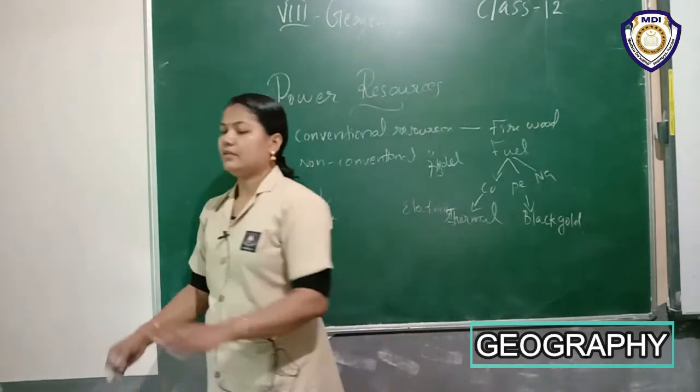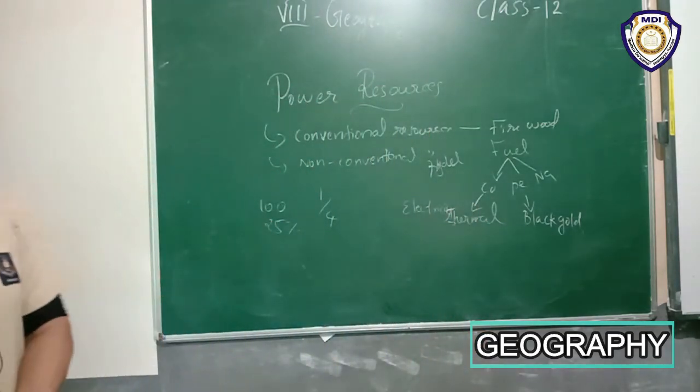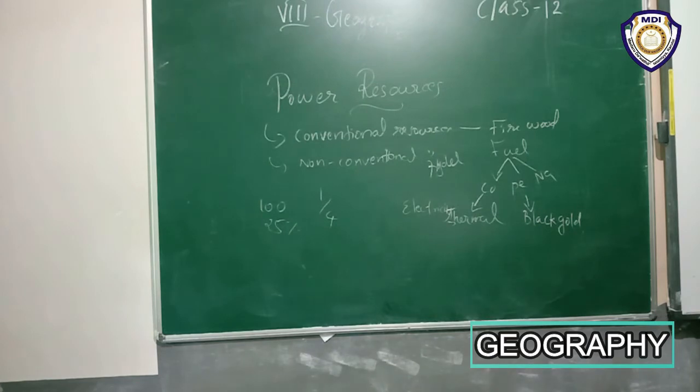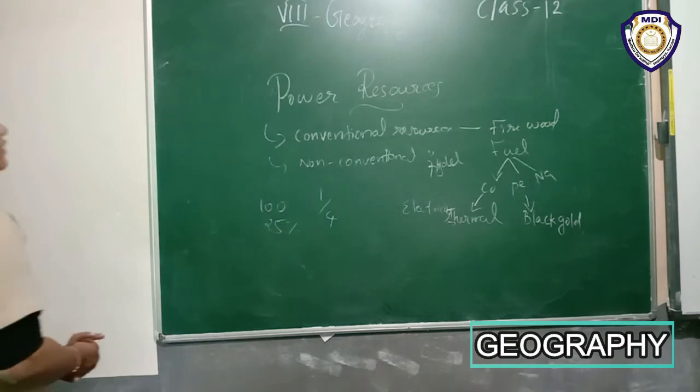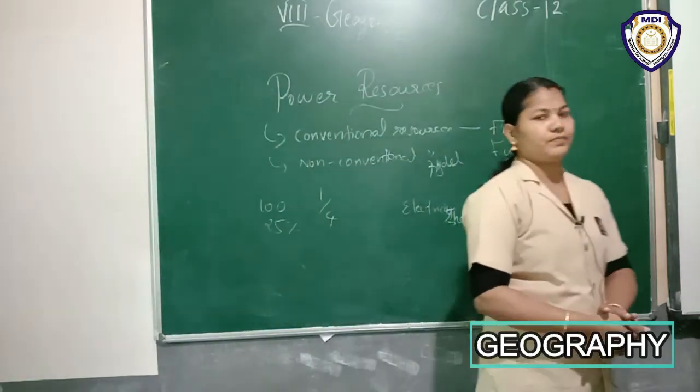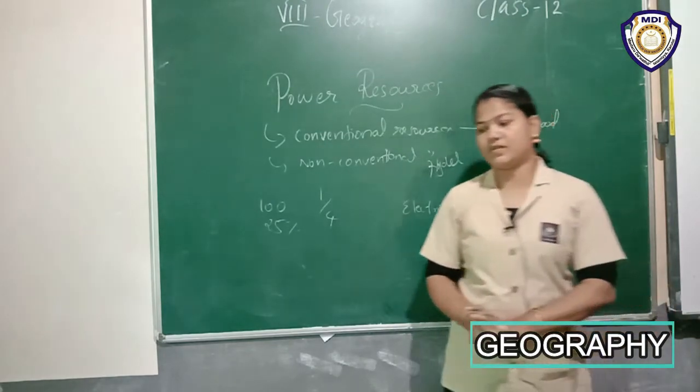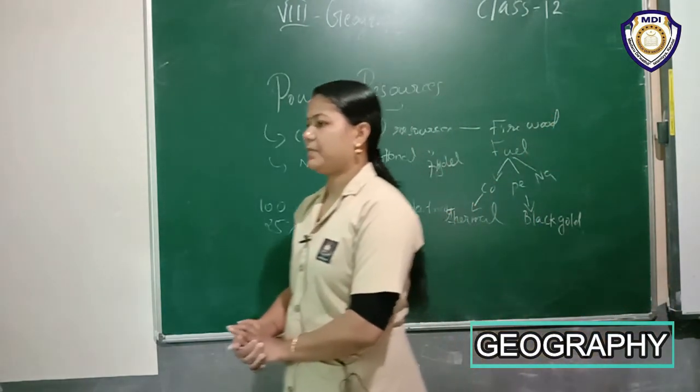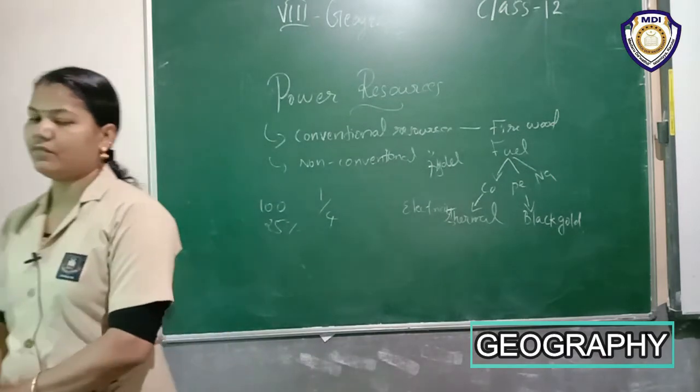Okay, listen, here we discussed power resources. We know that there are mainly two types of power resources. What are the two types of power resources? Conventional resources and non-conventional resources. Conventional resources include firewood and fossil fuels. Half of the village people now also depend upon firewood.